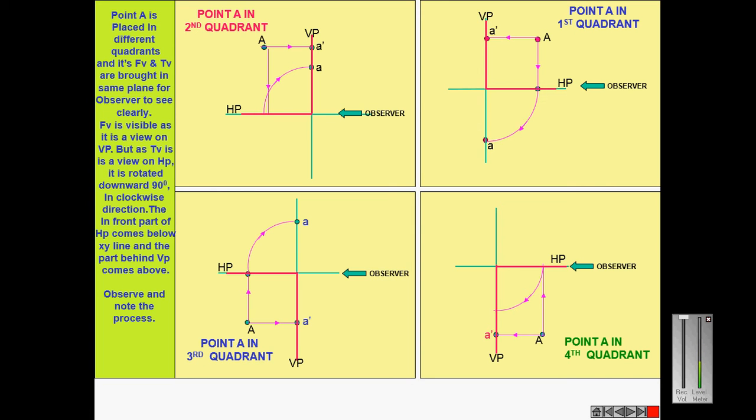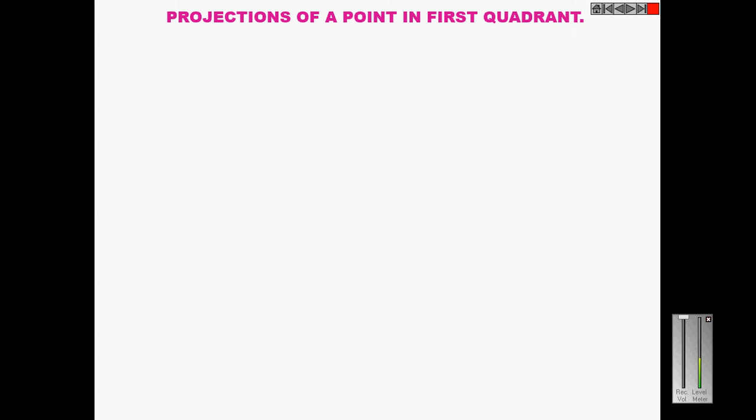If an object is in the first quadrant, its front view will be above the XY line and its top view will be below the XY line. If an object is in the second quadrant, its front view and top view will be above the XY line. If an object is in the third quadrant, its front view will be below the XY line and its top view will be above the XY line. And finally, if an object is in the fourth quadrant, its front view and top view will be below the XY line. So these are the basic concepts of projection.